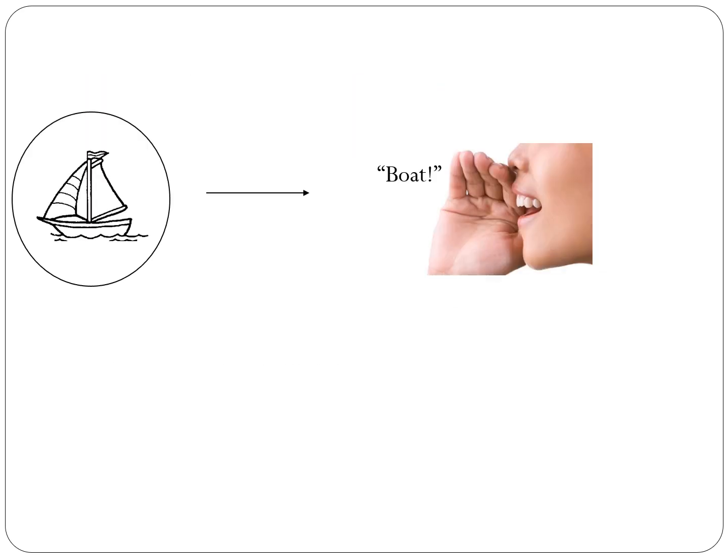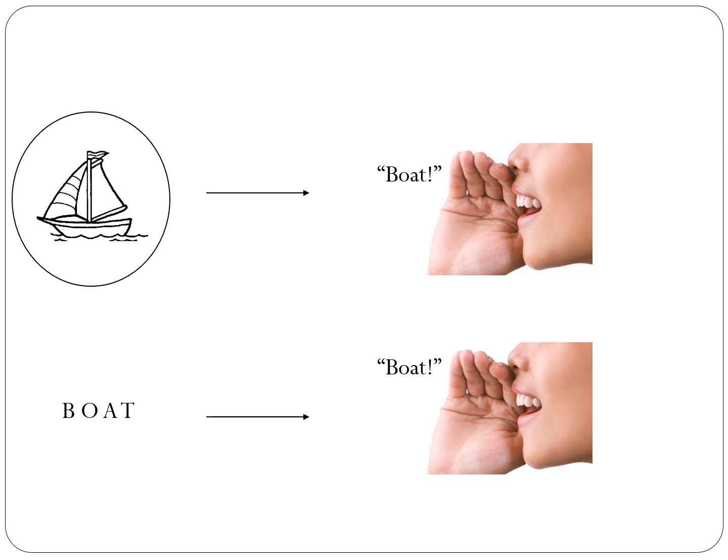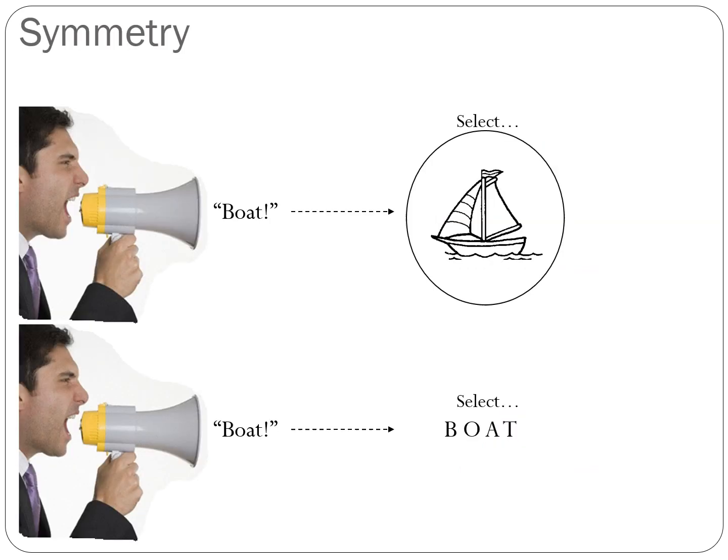So let's say that I start out by teaching you some responses. I teach you to say boat in the presence of a picture of a boat, and also to say boat out loud when you see the word boat. Now, if I say boat and you select a picture of a boat out of an array of stimuli, or point to the word boat out of a page of different words, a symmetrical relation has emerged. I've never directly taught you to engage in this behavior. It's free learning.